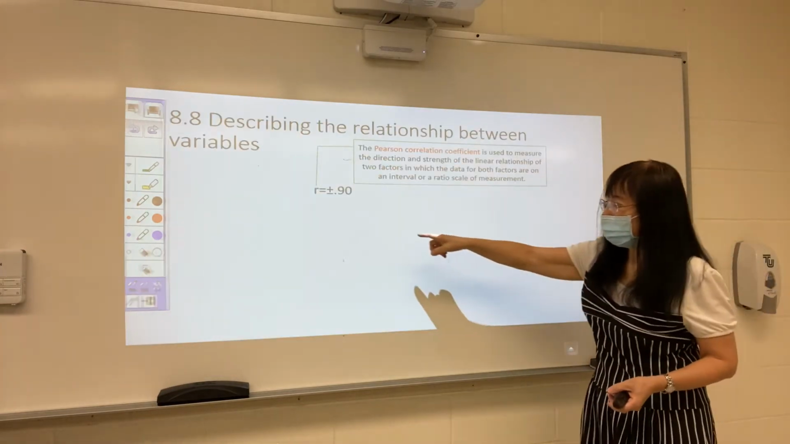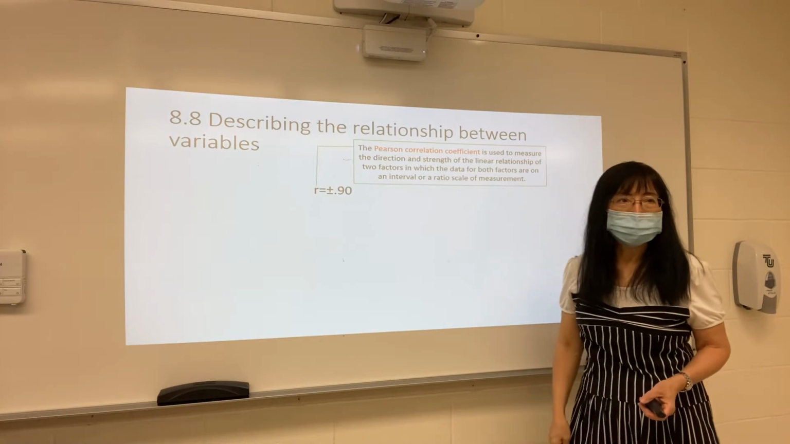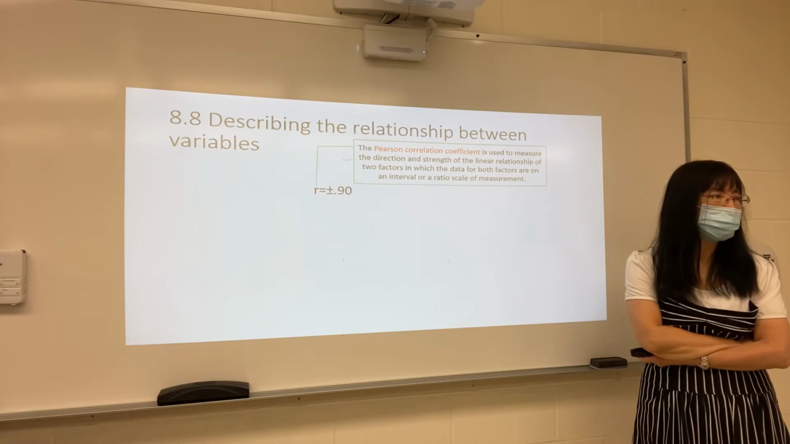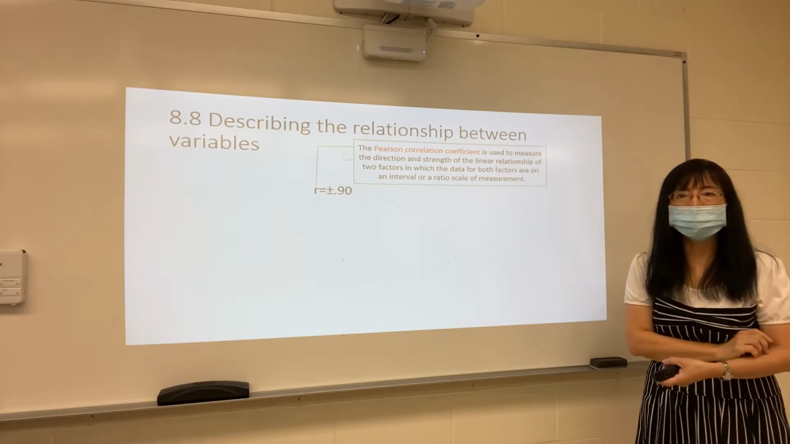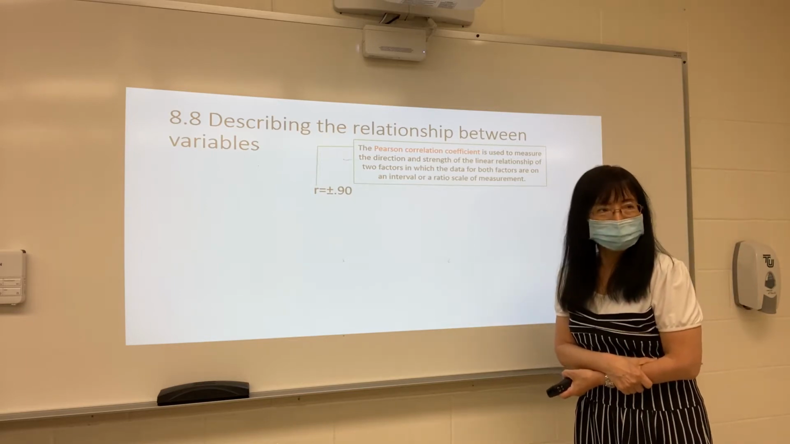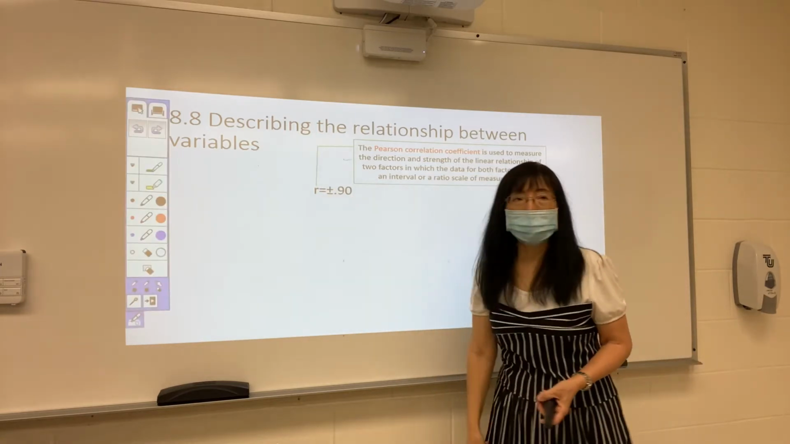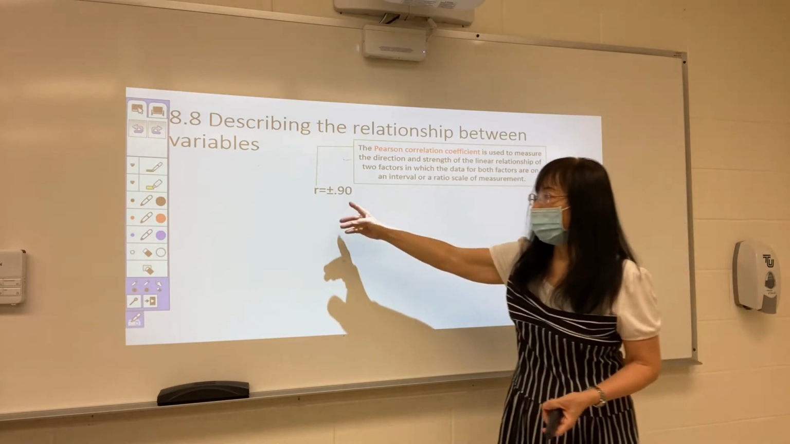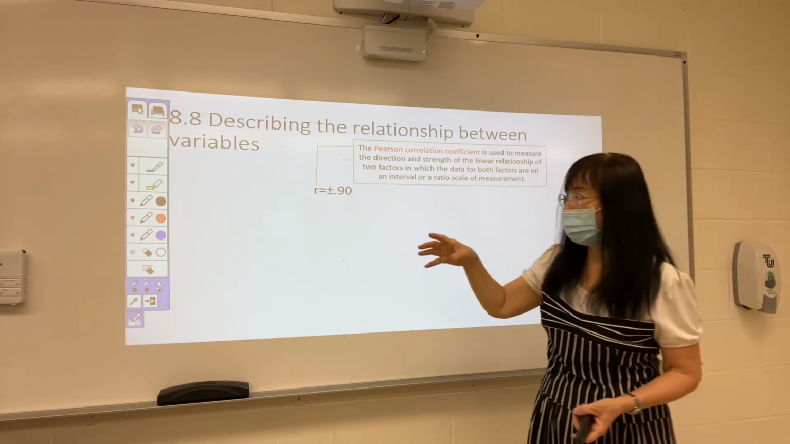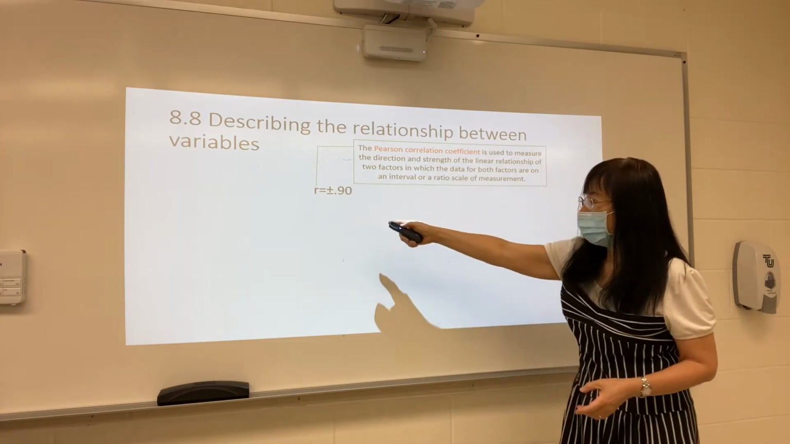So like this one, can somebody tell me how good this correlation is? 0.90. How close is 0.90 to 1? Almost, right? So that's a very, very good correlation, but it also depends on the sign. Sometimes just because it is negative, it doesn't mean they don't have a good correlation. It just means their correlation is on the negative side.